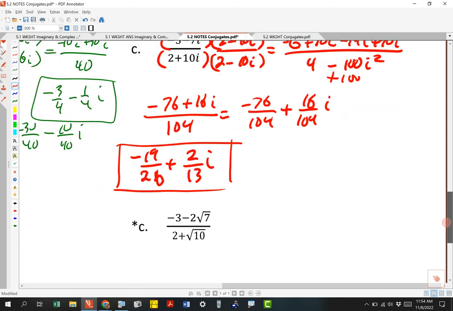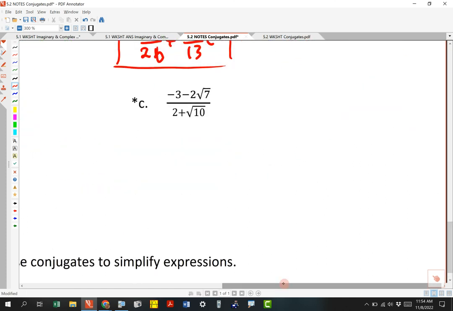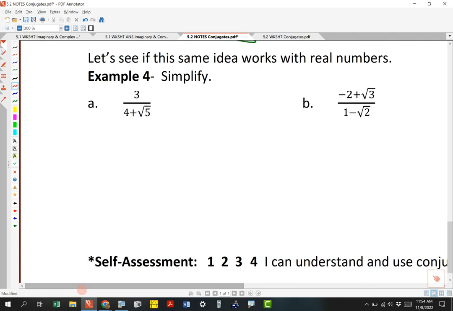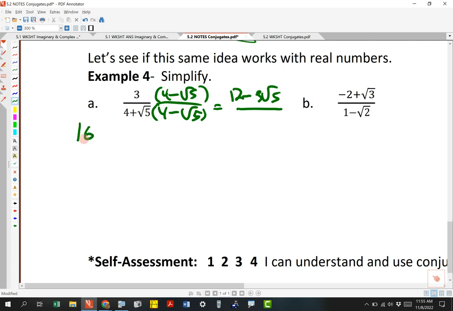Okay, come down here and take a look at this, and then I think you're going to be happy with the assignment. Does this same thing work with real numbers? Yeah. We saw this a little bit earlier. I grabbed one and said, let's multiply by its conjugate, the factoring of a difference of squares, 4 minus radical 5. And look what happens. So the top is going to be 12 minus 3 radical 5. The bottom, remember, those middle terms are going to cancel each other out. This is going to be a 16.